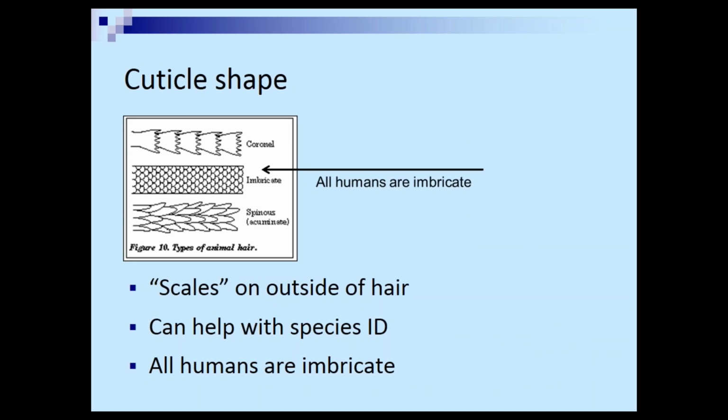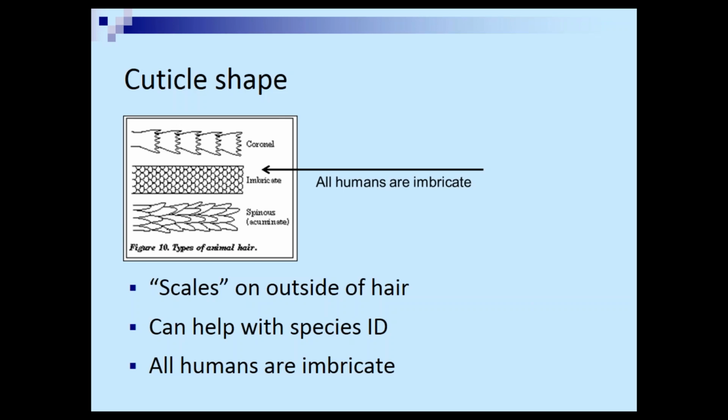All right. The cuticle is the scales on the outside of the hair. So notice that this is species ID only and not human ID. In other words, you can't differentiate humans by looking at the cuticle because all humans have the same cuticle shape. It's called imbricate, and we can see there it's a scale pattern that looks very similar to a snakeskin scale pattern.